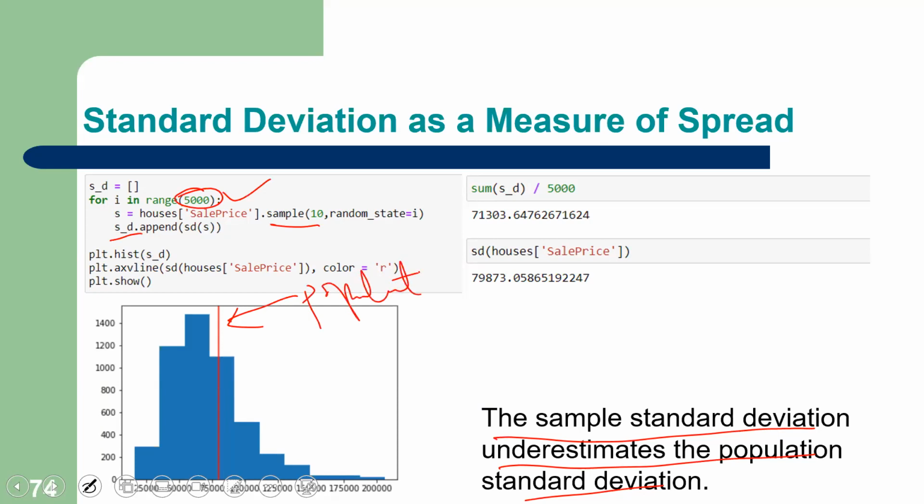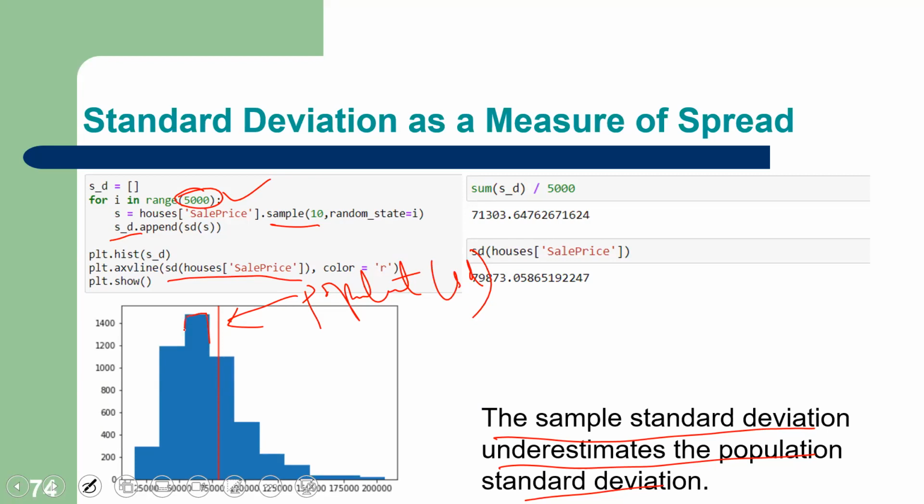Okay, the red indicates the houses. If you take this, this is my population, this is my population standard deviation. But actually, if you see this, for all the samples, somewhere it comes over here. So what does it mean here? It means that there is a lot of deviation actually.